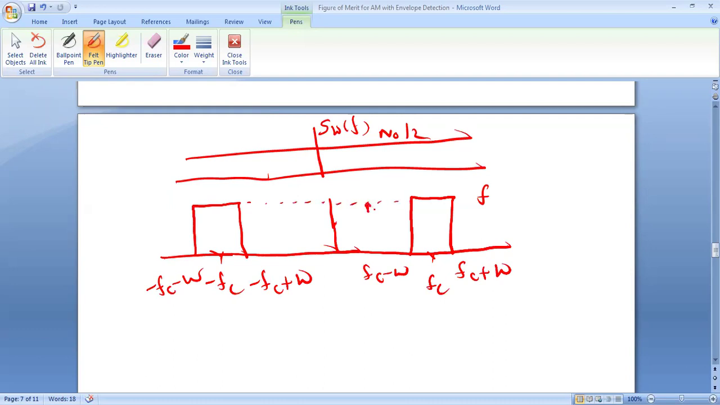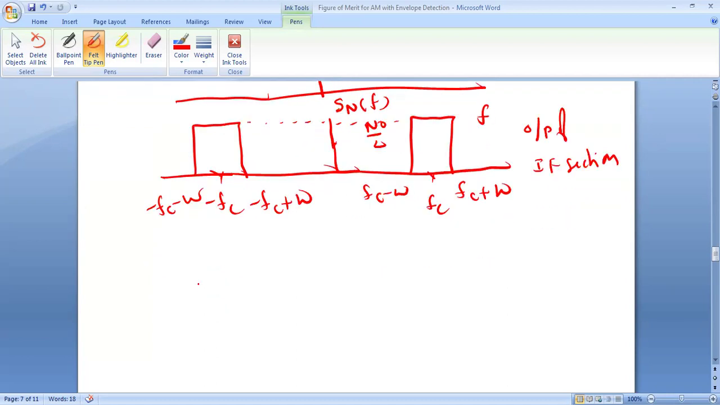This is N0 by 2. Hope you understood how the transformation happened. The wideband noise here is passed through the IF section. This is the output of the IF section, the narrowband IF filter. Now what do you want?